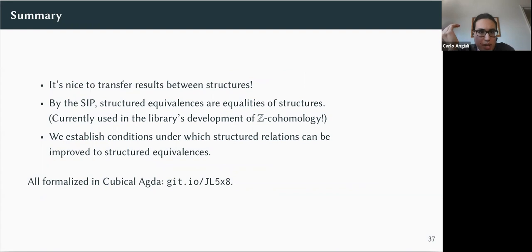Okay, well, I'll stop there, and to close, I'll say it's nice to transfer results between structures. It's convenient, and the structure identity principle lets you do that for structured equivalences. And in fact, in the Cubical Agda library, I think they're already using it to make some proofs easier. What we're doing is basically establishing conditions under which structured relations, which are much weaker than structured equivalences, can be improved to structured equivalences in the sense I said before. Right, so I'll leave it at that.